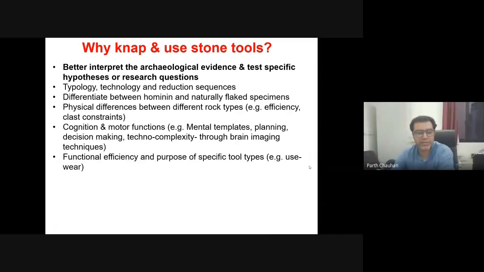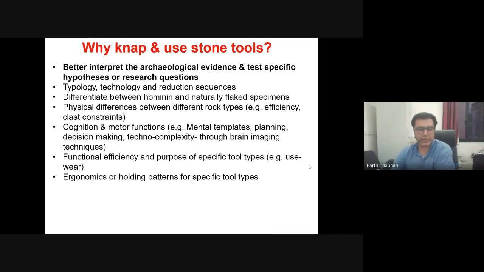Then we can look at functional efficiency of the artifacts and the purpose of specific tool types. For example, Handaxe versus cleaver, or different types of scrapers or choppers. We can do a microscopic analysis, we can do use-wear analysis to understand exactly how and why these stone tools were used.